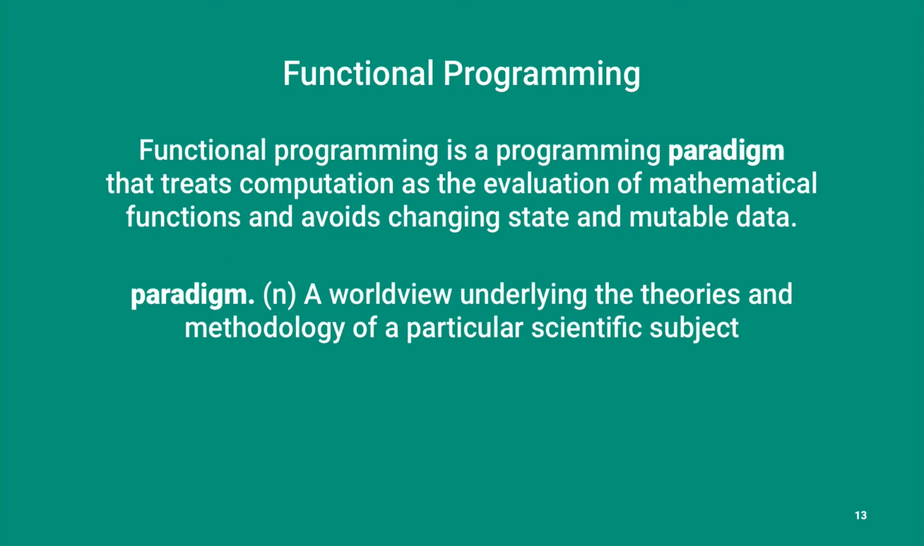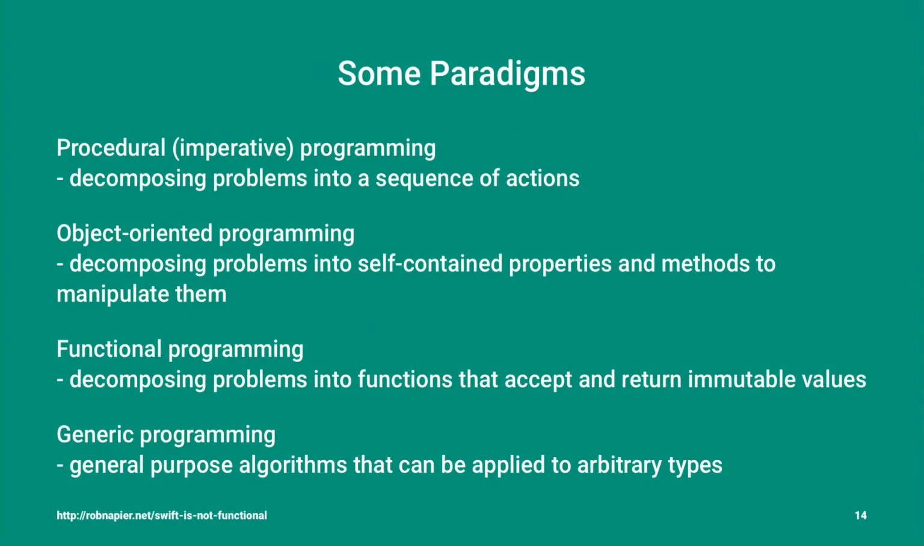But a paradigm just means a worldview underlying the theories and methodology of a particular scientific subject. So if Swift is actually just a multi-paradigm language, where does that leave us? And why are we interested in this particular paradigm? Turns out that there are a lot of programming paradigms. Just to name a few: procedural, object-oriented, functional, generic. But paradigms just help us decompose big problems into smaller ones. And it's not necessarily bad to use one over another. We can use them together, and they help us. We can use multiple to help us solve the big problems that we're solving day to day. We're used to seeing things in kind of a procedural way.